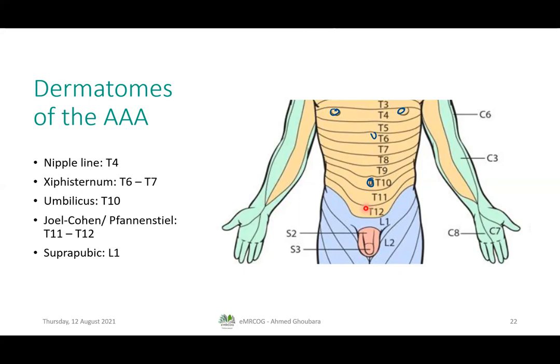And the Pfannenstiel incision will be T12 or T11, T12. The ilioinguinal, iliohypogastric nerves. Suprapubic will be L1. So we have T10 at the umbilicus, a little bit below at the level of transverse abdominal incisions, the Pfannenstiel, and other things will be T12 and T11. Suprapubic directly will be L1. T10 around the umbilicus, yes.